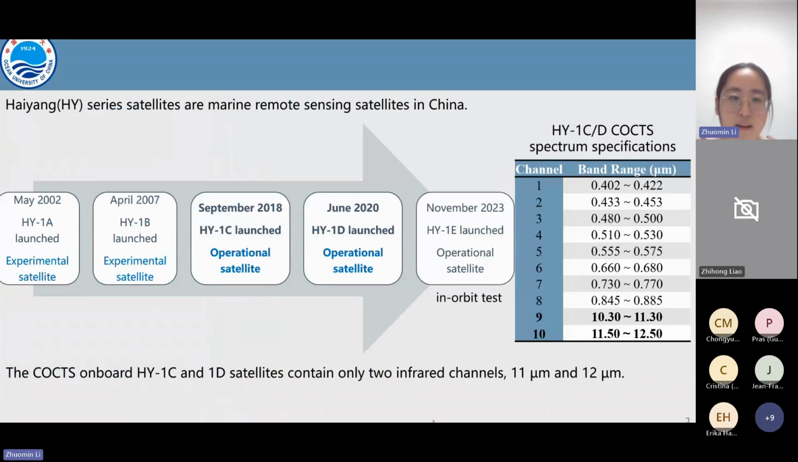Haiyang series satellites are marine remote sensing satellites in China. At present, 5 satellites have been launched. HY-1A and HY-1B are experimental satellites. HY-1C, HY-1D, and HY-1E are operational satellites. The HY-1E is in orbit test now. The table shows the HY-1C and HY-1D COCTS spectrum specifications. The COCTS onboard HY-1C and HY-1D satellites contain only 2 infrared channels, 11 and 12 microns.